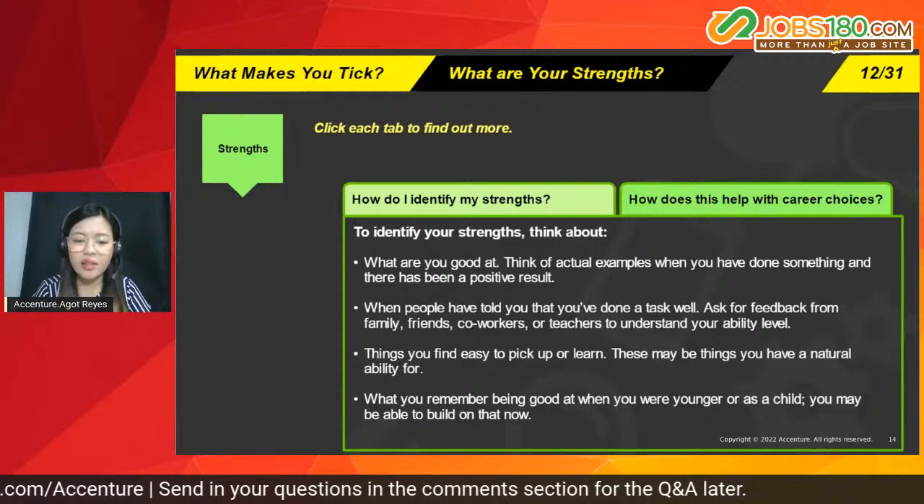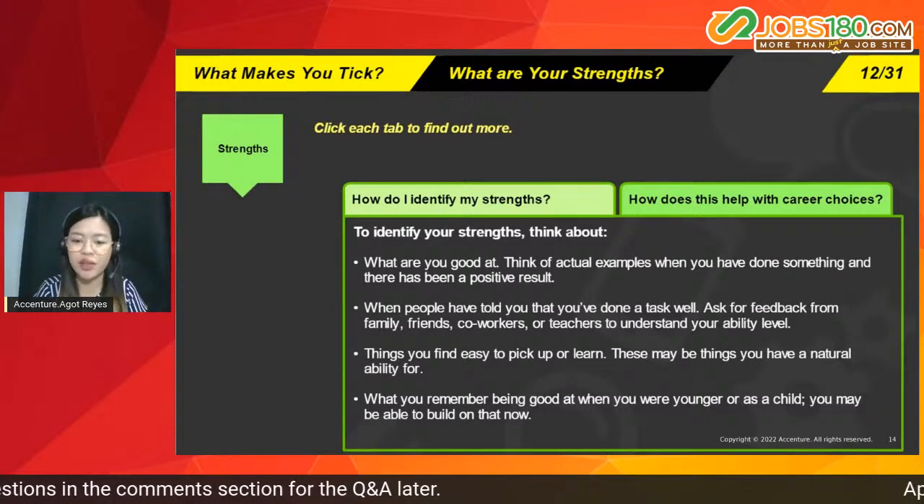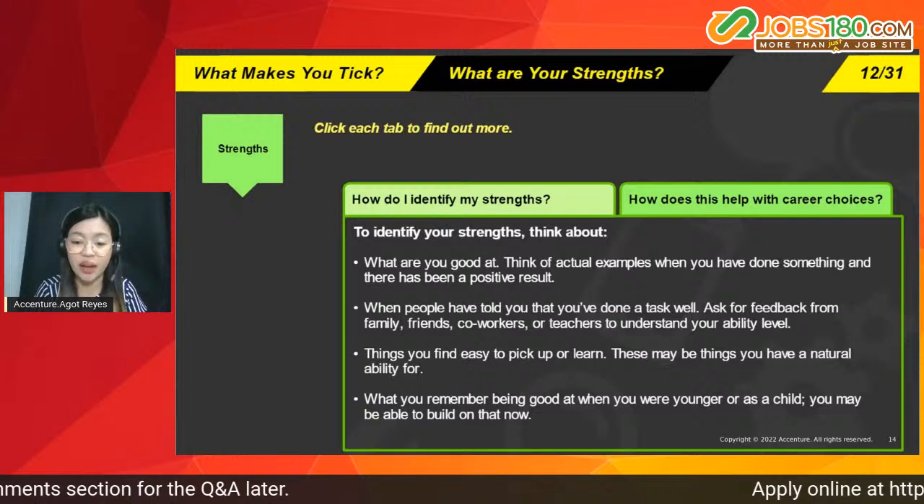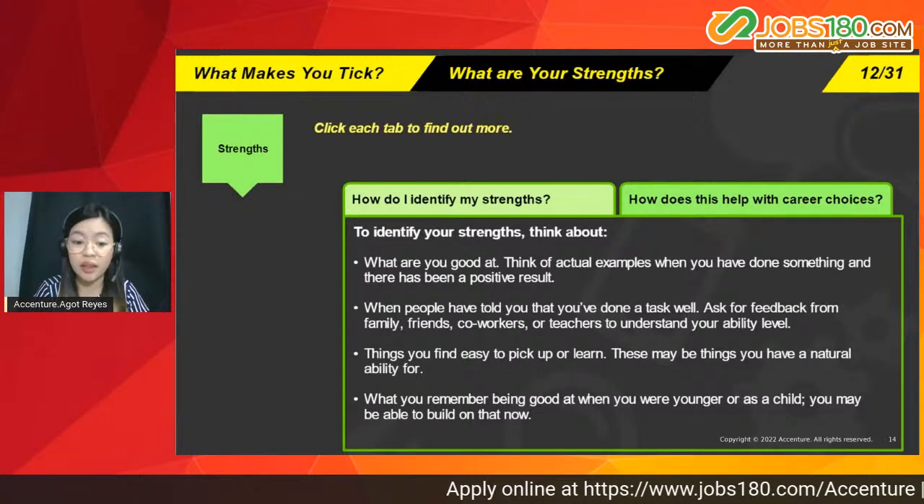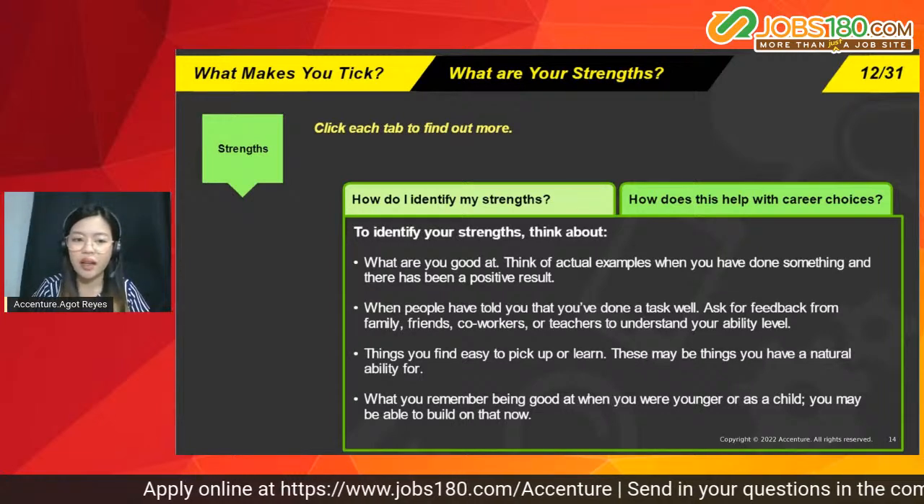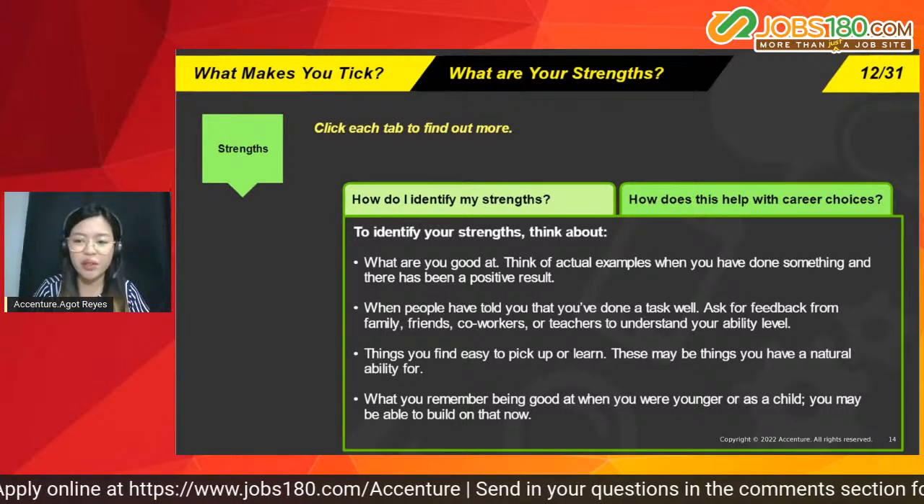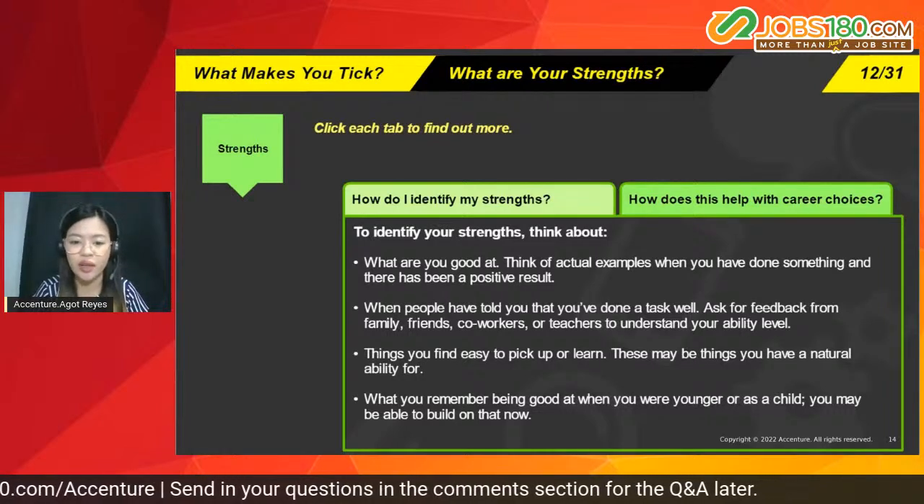So, what are the things that you find easy to pick up or learn? So, saan ka magaling, no? So, saan yung skills mo and saan yung strengths mo aligned? This may be things that you have natural ability for. So, knowing your strengths, again, what will be the benefit of knowing your strengths in identifying your career choices, especially for those who are graduating?